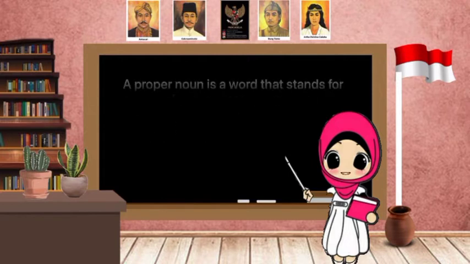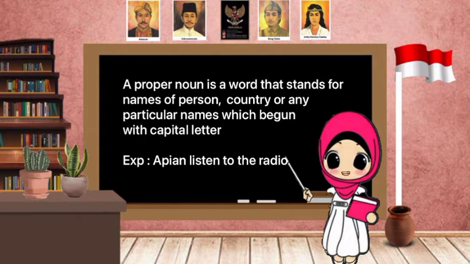Proper noun. A proper noun is a word that stands for the name of a person, country, or any particular name, which begins with a capital letter. Example, Alfian listens to the radio.